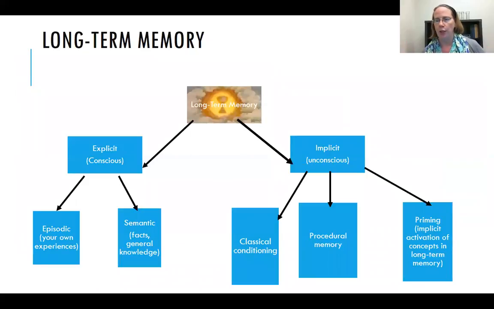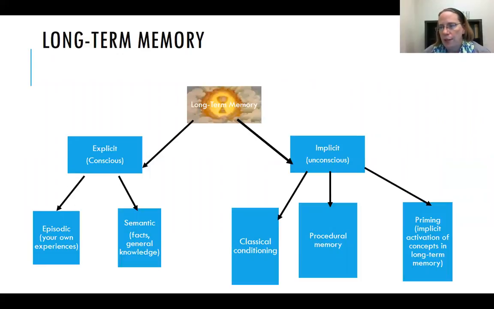So now we move into long-term memory. And this is where our memories are stored. As far as we know, the storage space in long-term memory is unlimited. There are, however, different types of long-term memory, and we should be aware of those. The 2 largest categories are explicit and implicit memory. With implicit memory, you don't necessarily need to think about it for it to happen.